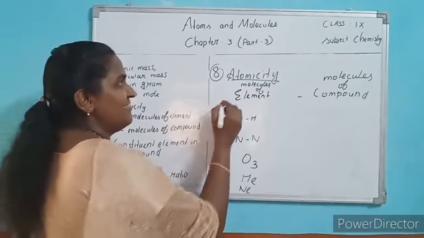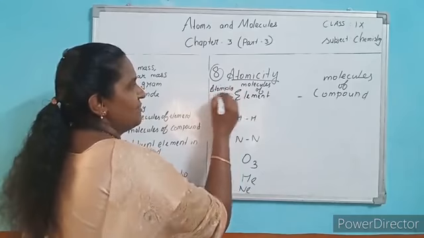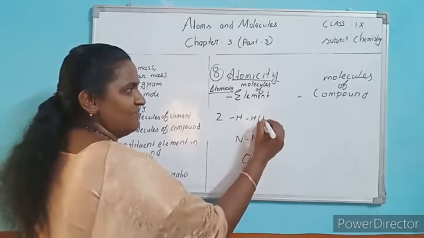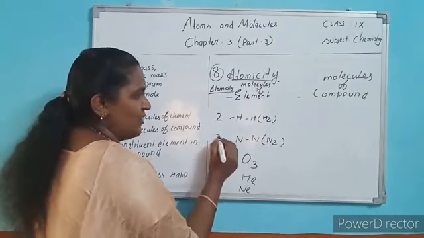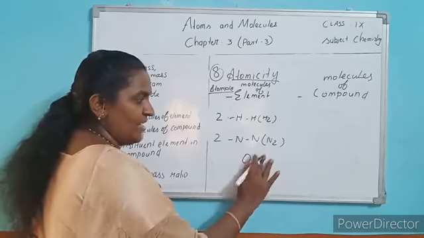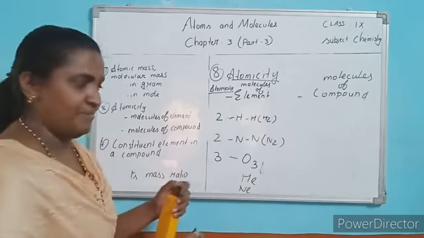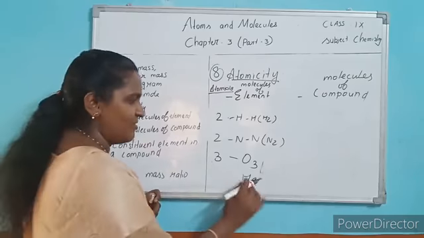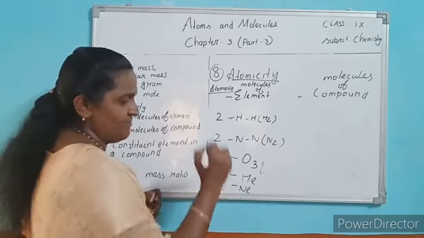Now tell me the atomicity. What is the atomicity of the element hydrogen? 2. How many atoms in this molecule? 2 atoms. In this molecule, how many atoms? 2 atoms. So the atomicity of nitrogen is 2. In this molecule, how many atoms? 3 atoms. So the atomicity of ozone is 3. In helium, how many atoms? 1 atom, so its atomicity is 1. And neon's atomicity is 1.